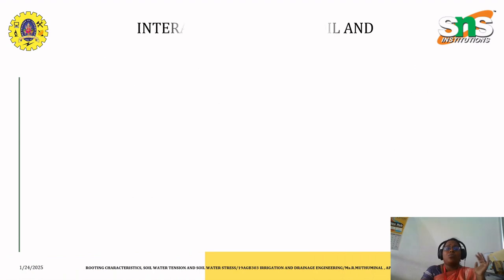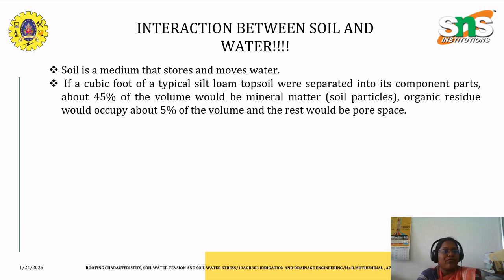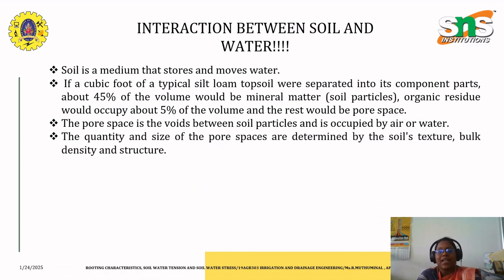Today we'll see how the interaction between soil and water happens. As you have known until now, soil is a medium that stores and moves water. If a cubic foot of a typical silt loam topsoil was separated into its component parts, about 45% of the volume would be mineral matter, organic residue would occupy about 5% of the volume, and the rest would be pore space. The pore space is the void between the soil particles and is occupied by air or water. The quantity and size of the pore spaces are determined by the soil texture, bulk density, and structure.